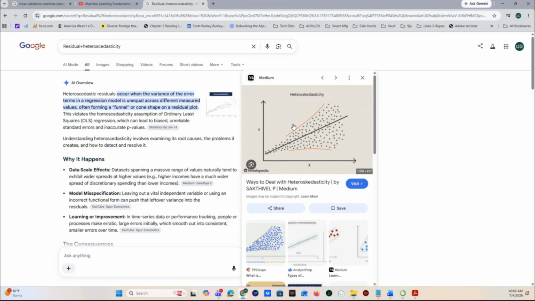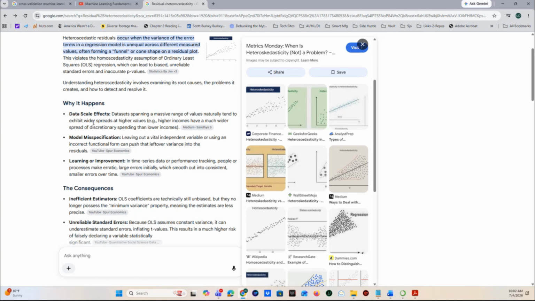Look at something that actually exaggerates it, right? And this is why it happens. Data scale effect. Data sets spanning a wide range of values naturally tend to exhibit wider spread at higher values. Higher incomes have a much wider spread of discretionary spending than lower incomes.